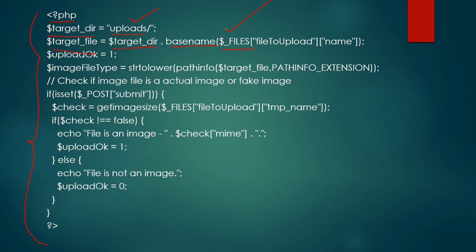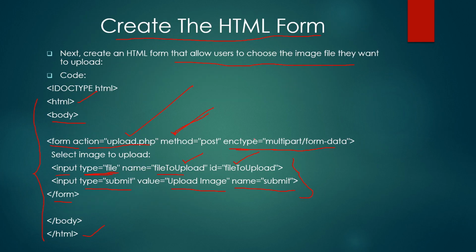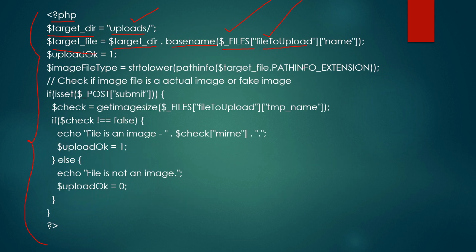We can access any file using this array $_FILES, and here I have written the name, meaning the name file_to_upload. I had given the name file_to_upload to this tag. So I am basically accessing this file inside this, and the name. Then I have taken one more variable called upload and assigned a value of 1. Okay, so this is very simple.